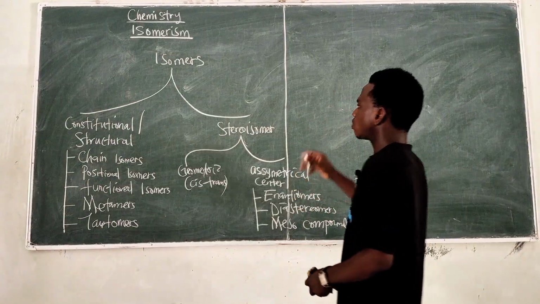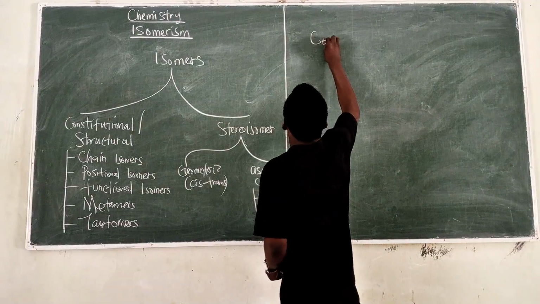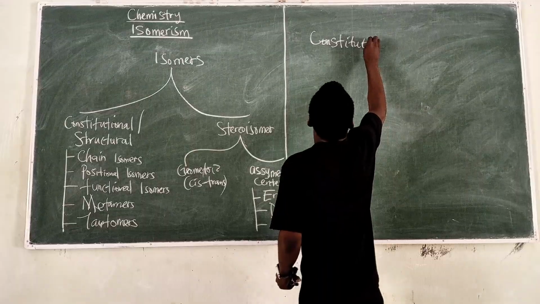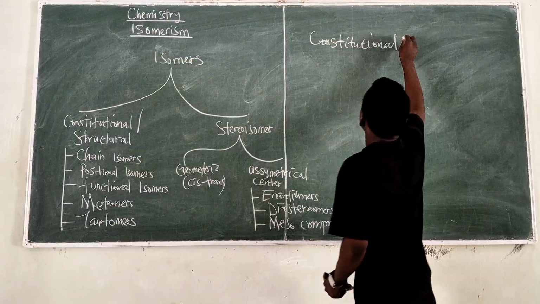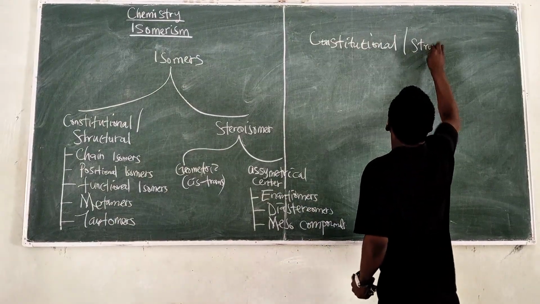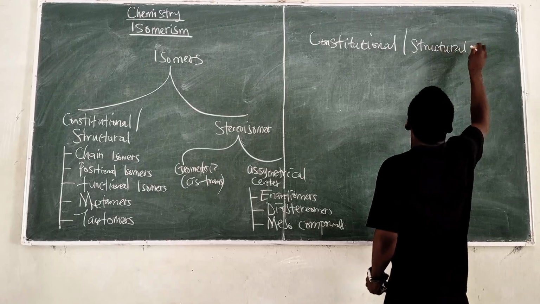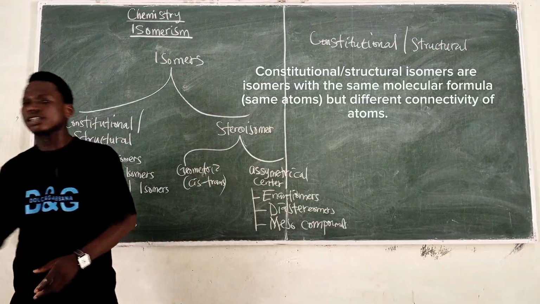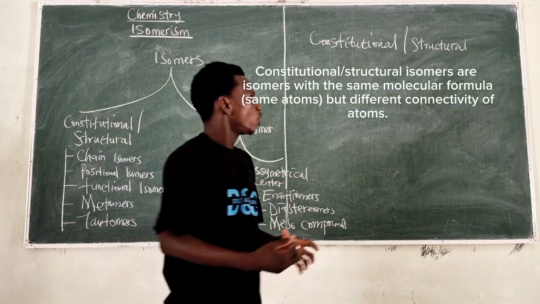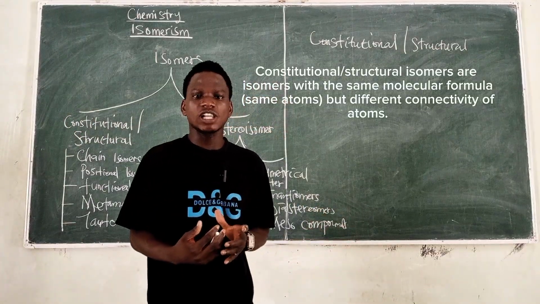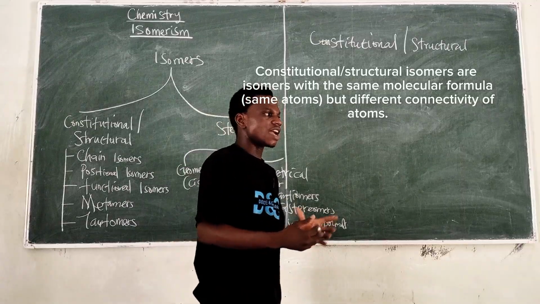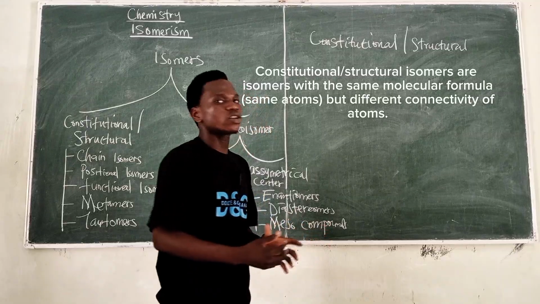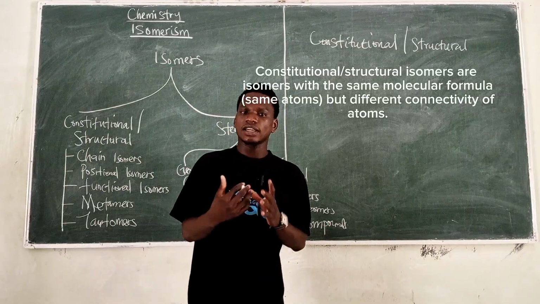So firstly, let's look at what constitutional or structural isomers are. Constitutional or structural isomers are isomers with the same molecular formula but different arrangement of atoms. They are isomers with the same molecular formula but different connectivity.